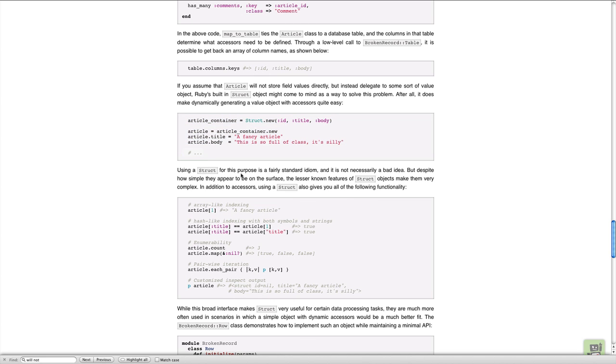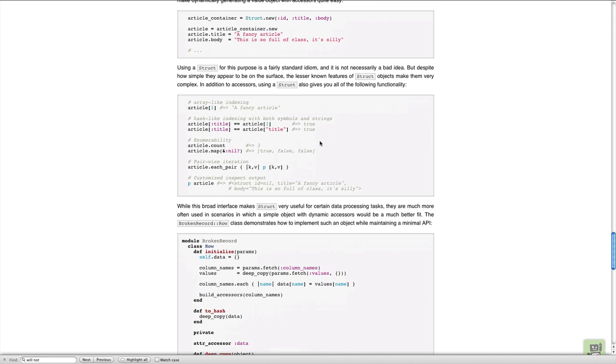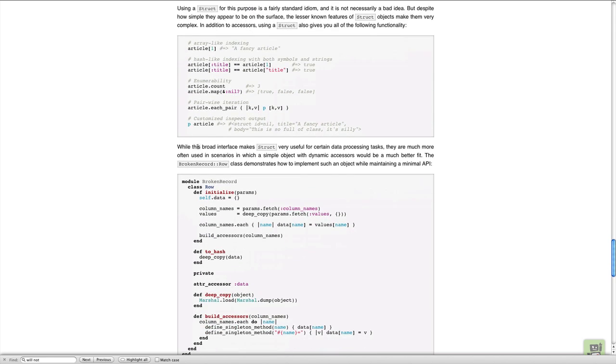Using a struct for this purpose is a fairly standard idiom, and it's not necessarily a bad idea. Despite how simple they appear to be on the surface, lesser known features of struct objects make them very complex. In addition to accessors, using a struct also gives you all of the following functionality. While this broad interface makes struct very useful for certain data processing tasks, they are much more often used in scenarios in which a simple object with dynamic accessors would be a much better fit.